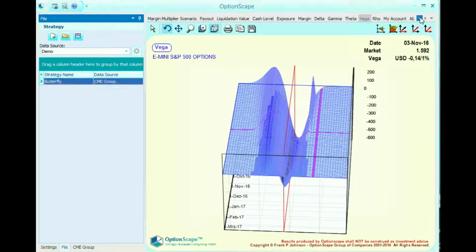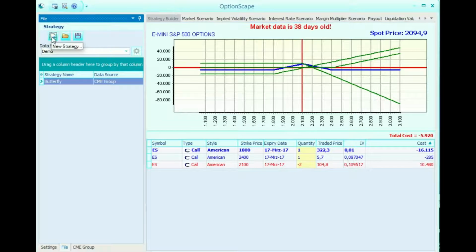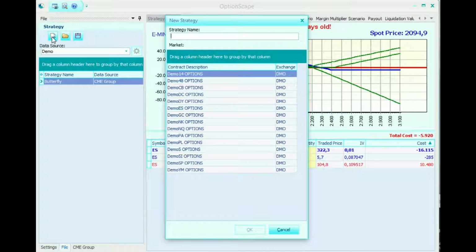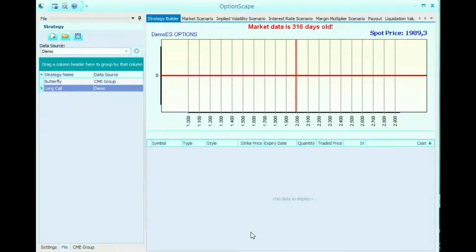Building a strategy starts with the strategy builder. I have here already a butterfly, but I would like to show you how to implement your own strategy. So we go to this symbol, new strategy. We have to give the strategy a name, long call. From the demo data set here, we choose the Standard & Poor's options. And now the demo set data are downloaded.